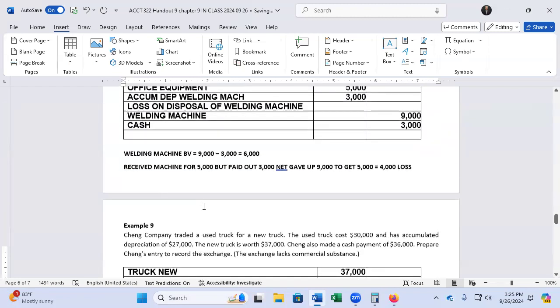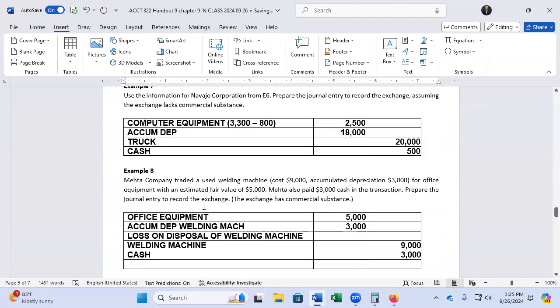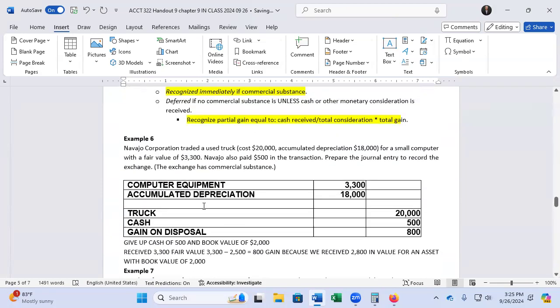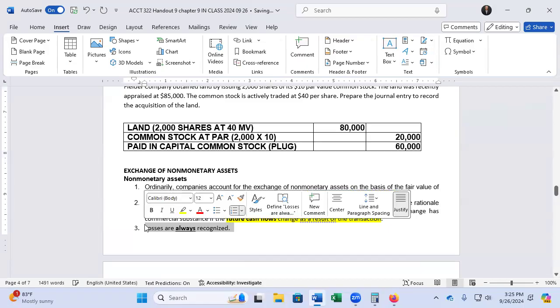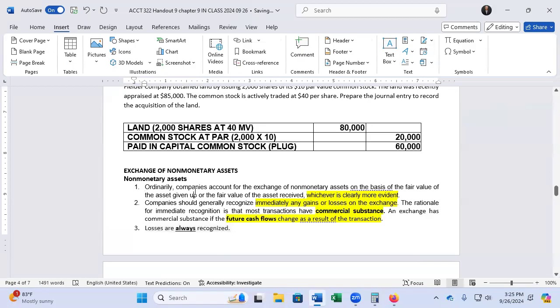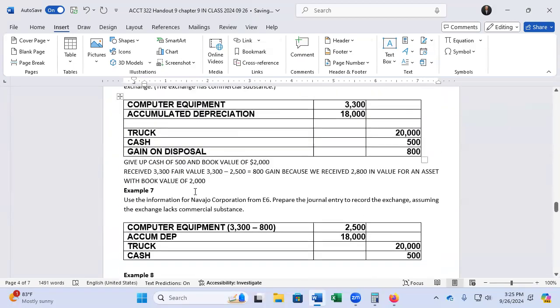Right, so you always recognize the loss. Just remember that third part, always recognize the loss. Not necessarily the gain if it doesn't have commercial substance, but losses are always recognized.